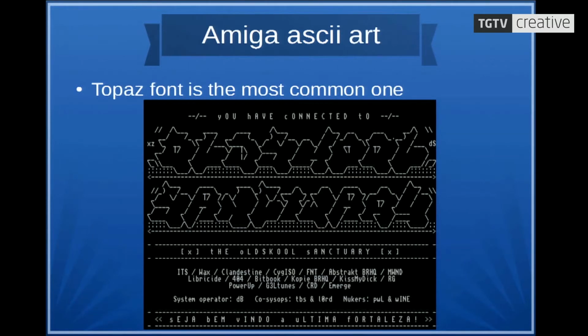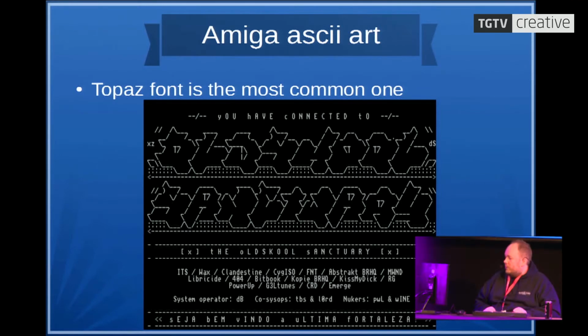And then we have Amiga ASCII art. They have a different font than you have on a PC. This is from a BBS. It's called Old School Sanctuary. There's a bit of a skill to reading ASCII art, but once you've done it for a bit, you will actually see that it does say Old School Sanctuary there, although it's pretty hard to see. That's why a lot of these people tend to include it in the plain text below, so you can actually see what it's supposed to look like, as a sort of a hint.